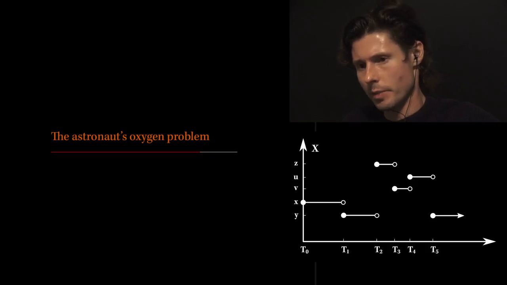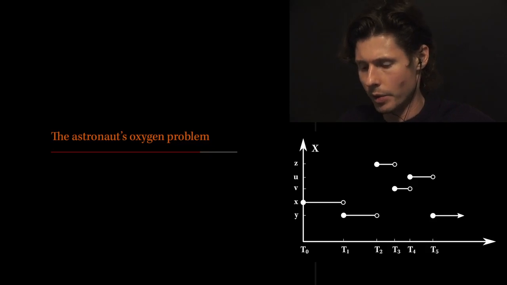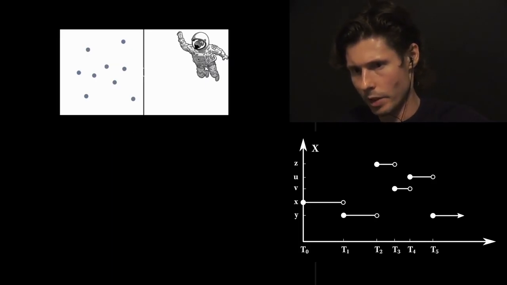Okay, we're going to look at something called the astronaut oxygen problem and illustrate how to compute the expected value of a continuous time Markov chain at some point in time in the future.